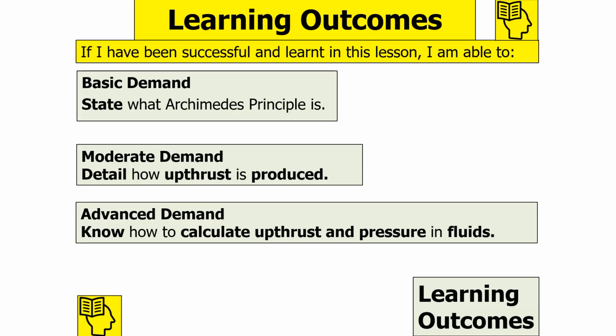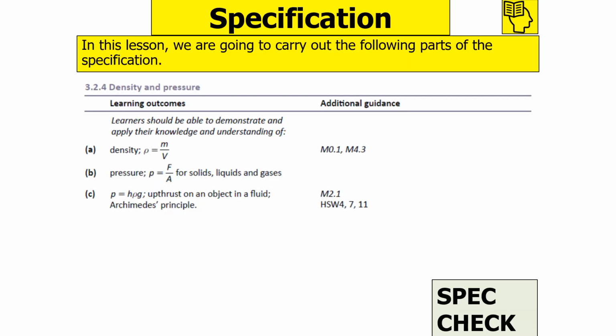If we've been successful in today's lesson, we should be able to state what Archimedes' Principle is, detail how upthrust is produced, and know how to calculate upthrust and pressure in fluids. So we're going to look at the following part of the OCR A-Level Physics specification, 3.2.4, density and pressure, and particularly at C, which is pressure is equal to h rho g, the upthrust on an object in a fluid, and Archimedes' Principle.